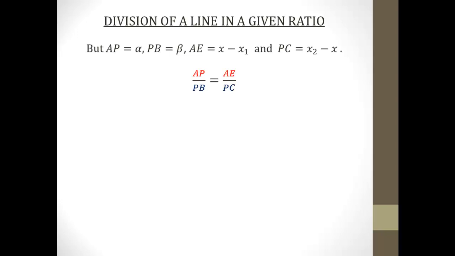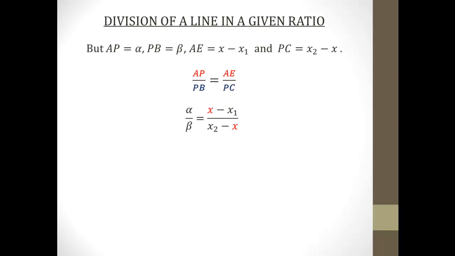So now we know all these things. We know AP to be alpha from the diagram, we know PB to be beta, we know AE to be x minus x1, PC to be x2 minus x. So we are just going to input them. Anywhere I see AP, I put alpha. Anywhere I see PC, I put x2 minus x. So when you input your values, this is what you are going to get.